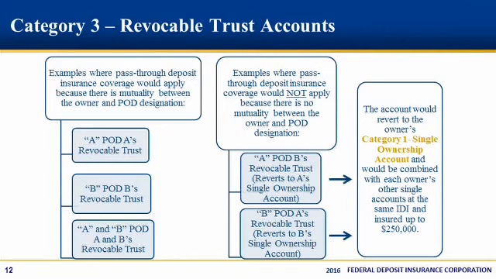As we know, the maximum insurable amount for Category 1 single ownership accounts is $250,000. So A's coverage would be no more than $250,000, including any other single ownership accounts A may have opened in this bank. The titling of an account B payable on death to A's trust would result in the same analysis as to B's Category 1 single ownership accounts.